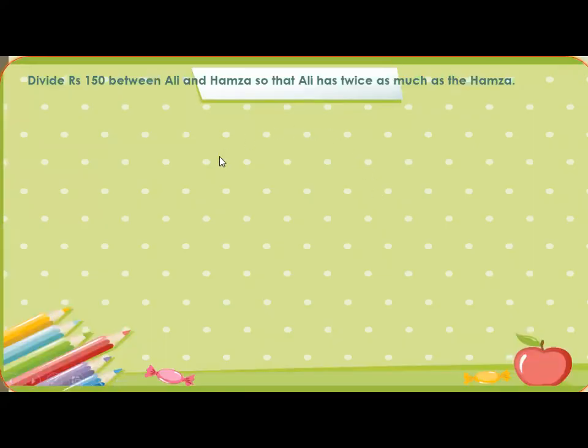So, divide rupees 150 between Ali and Hamza so that Ali has twice as much as Hamza. You have to divide rupees 150 between Ali and Hamza so that Ali has twice as much as Hamza. So what will be the ratio? Write down in the chat box. Jay Kumar, quickly write down in the chat box. It's not mentioned what the ratio is. So what will be the ratio here?